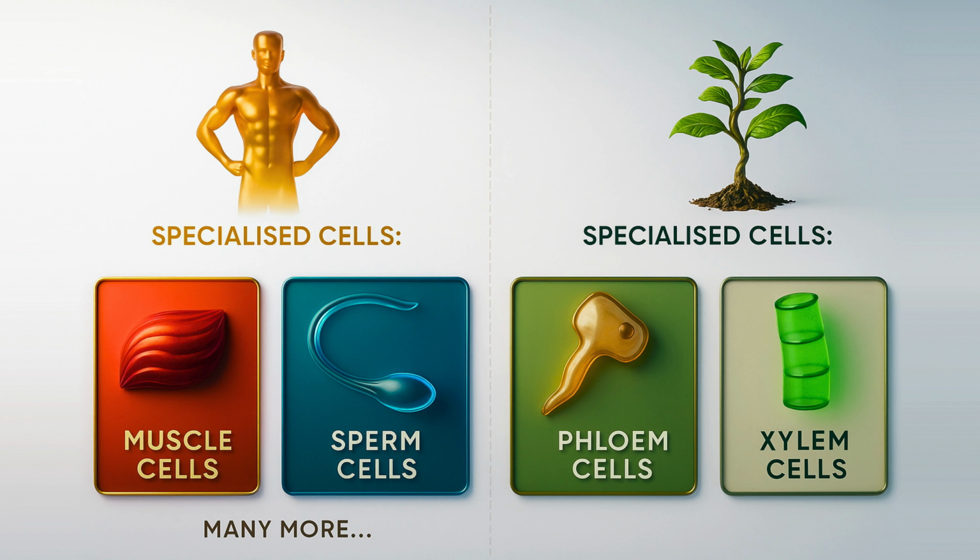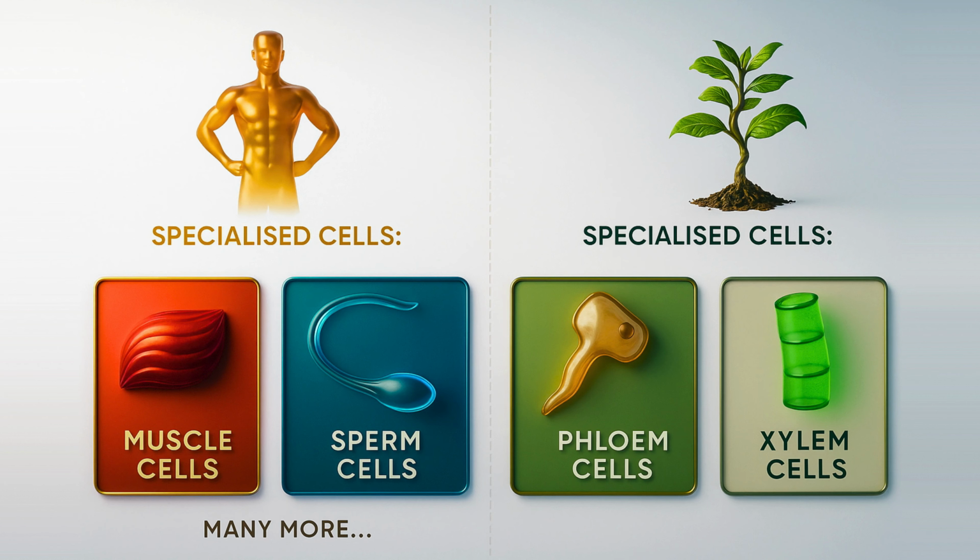When we look at any complex living organism, whether it is an animal like a human or a plant such as a pea plant, we find that they are made up of many different types of cells. These different cell types are known as specialized cells. In animals, some common examples include sperm cells, muscle cells, nerve cells, and many others. In fact, there are approximately 200 different types of specialized cells in the human body alone. In the case of plants, examples include root hair cells, phloem cells, and xylem cells, among others.